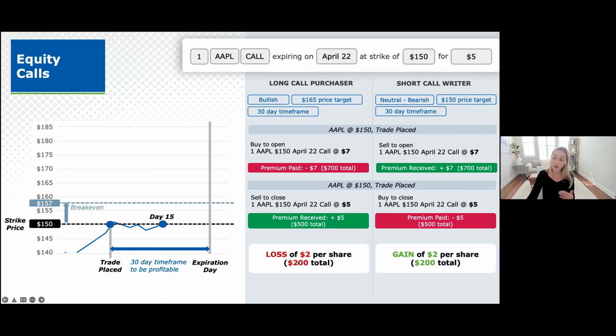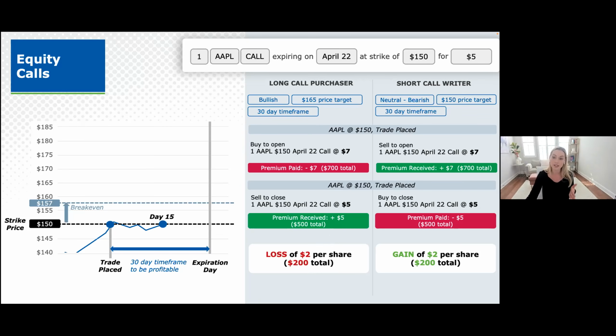And we could cut our losses. Instead of losing $700, we would have lost $200 in this example, because we can sell to close our option for that time value component. Now, on the other hand, for the short call writer, time is in their favor. So even though the stock didn't move, we're still on their price target within their time frame.